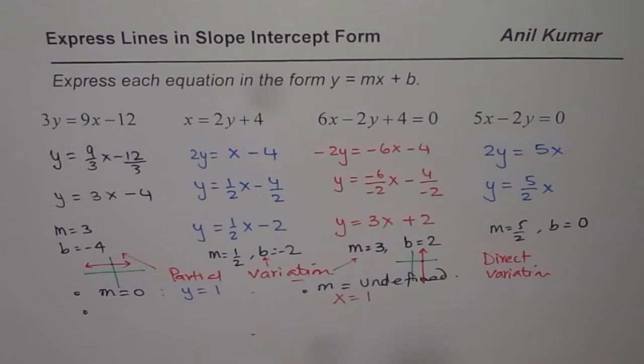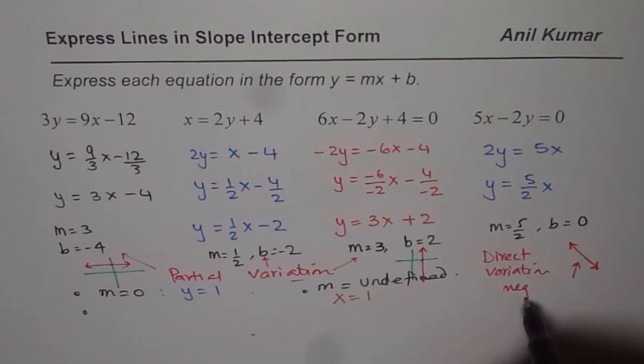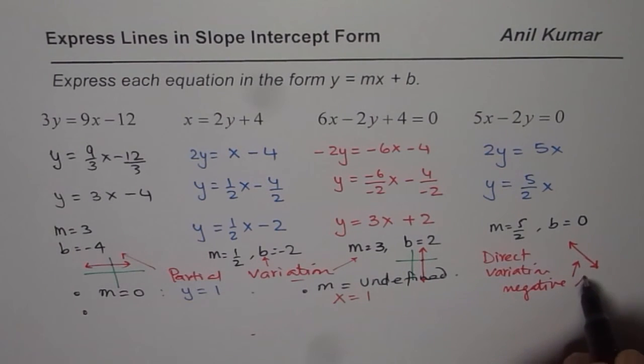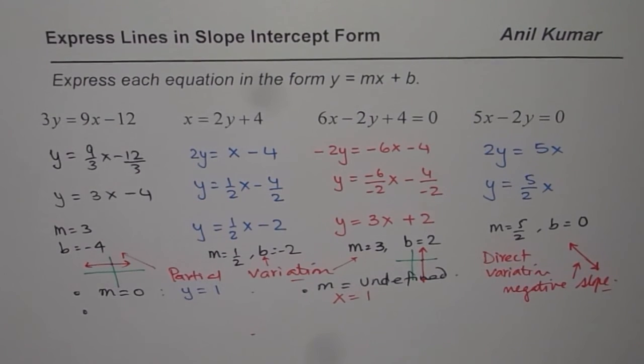A line with negative slope will be falling, right? This, right? So if we have a line which is falling, that will have negative slope, right? That means m value is negative in that case. Anyway, that's a good review.